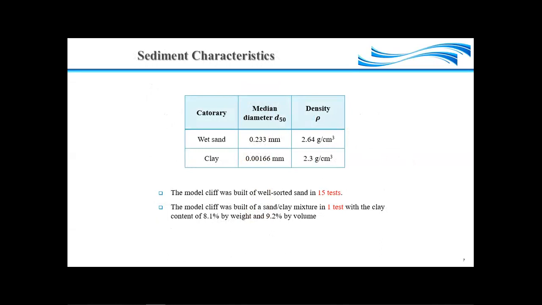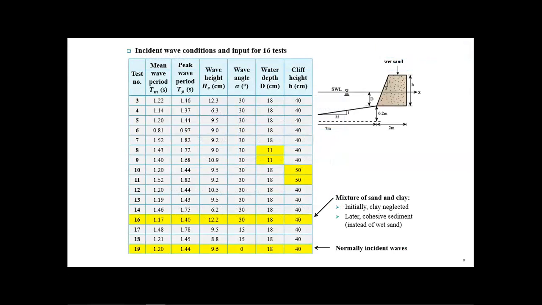Wet sand is 0.1 to 1.0 millimeter, so it's a very fine particle. Clay has a much smaller diameter. And once it's eroded, it tends to be suspended. Okay, so this part is related to soil mechanics in civil engineering. Okay. And they did 15 tests with different sediment characteristics. We compare this 15 tests.